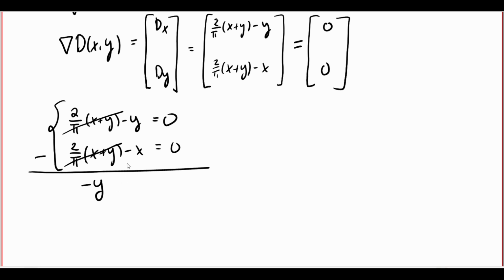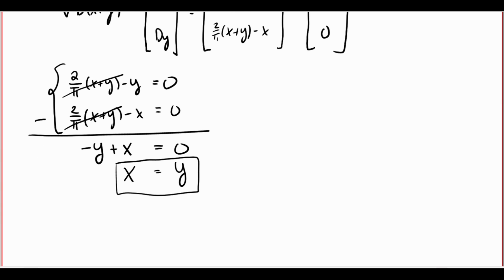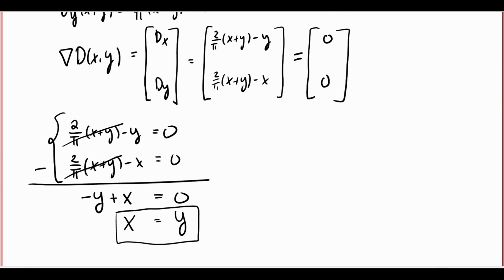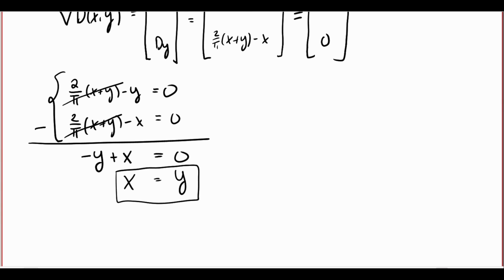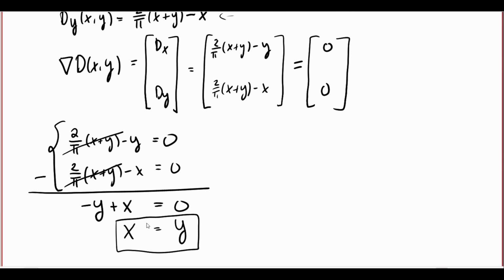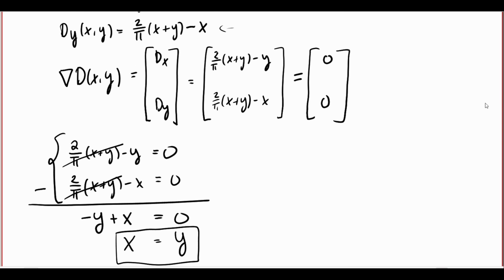So we have minus here and minus x. It becomes plus x equals 0. So we have that x equals y. They are the same, but we don't have any values for x and y, so we have to find that. We can just insert x equals y in the first equation. We can, for example, insert it here.